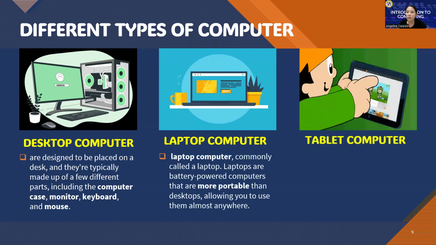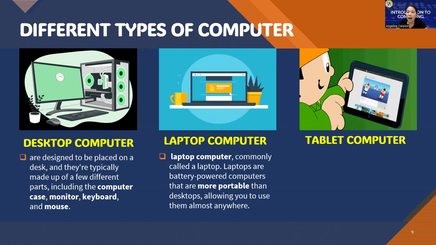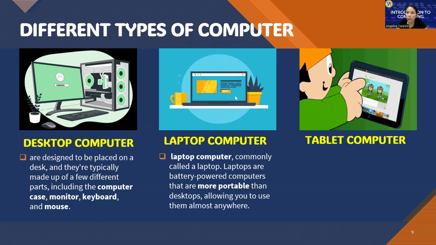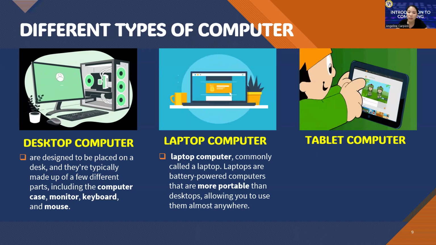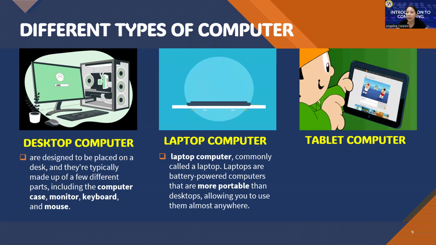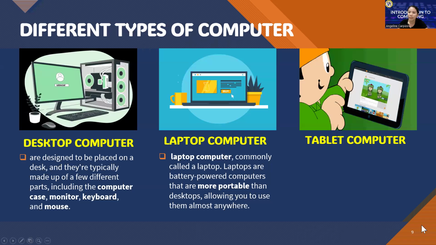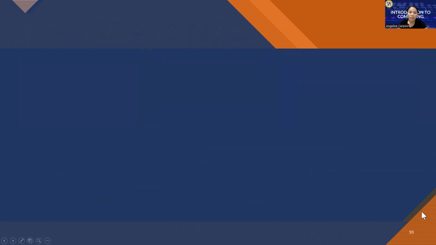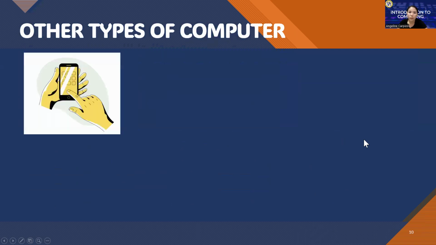The third one is the tablet computer. Tablets are handheld computers that are even more portable than laptops. Instead of a keyboard or mouse, tablets use a touch-sensitive screen for typing and navigation. An example of this is the iPad tablet. And what are the other types of computers?